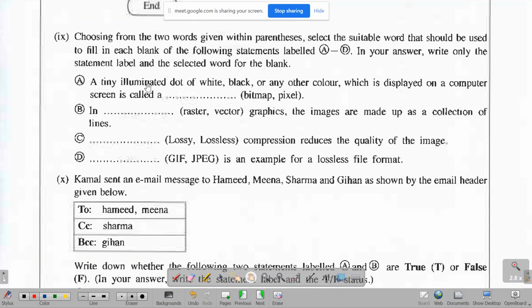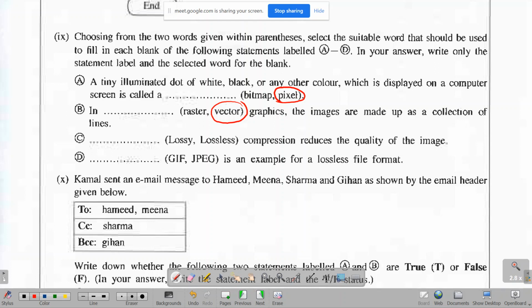A tiny illuminated dot of white, black, or any other color which is displayed on the computer screen is called a pixel, right? So pixel is going to be the answer. In blank graphics, the images are made up as a collection of lines. If the images are made out of a collection of lines, it means it is a vector graphic, not the raster. So vector graphics are made with tools like Adobe Illustrator, not with Photoshop, right?